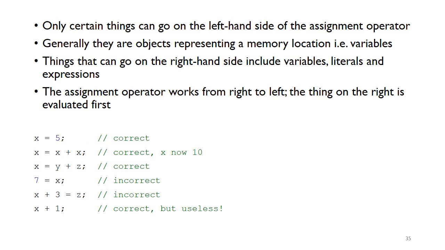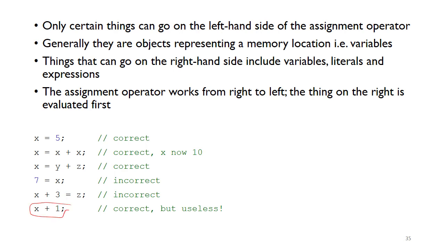So the next one down, 7 equals x, this is incorrect. We can't assign a value to a literal, so we cannot do that. And the same on this one, we cannot have an expression on the left hand side of an assignment operator, so that's incorrect. This one is actually correct.